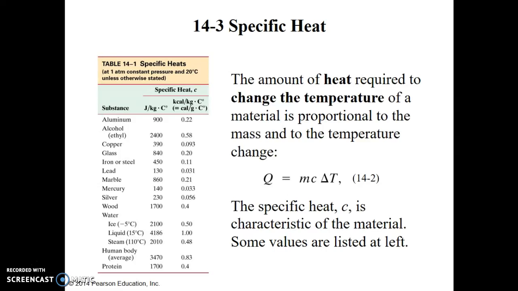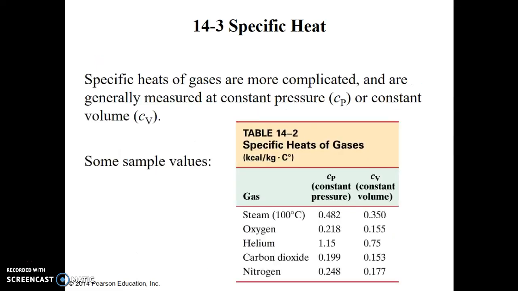Here on the left, we've got a number of values for your specific heat, C, in joules per kilogram degree Celsius, and also again in kilocalories per kilogram degree Celsius. As you go through examples and homework, refer back to this table from your textbook because it will give you the numbers that you need for those problems.